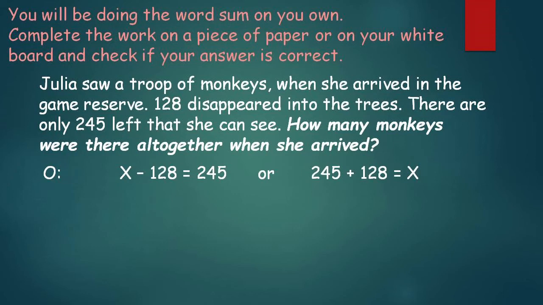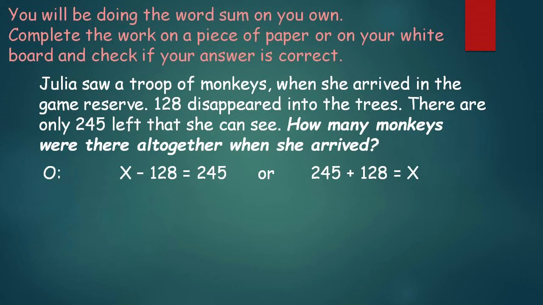How many monkeys were there altogether when she arrived? We don't know. So we can start by saying X is the troop of monkeys when she arrived. Then 128 disappeared. In other words, we minus 128 because we know that they are gone. They've left. And then there are 245 left that she can see. Those are what's still there. So that's why we say something minus the 128 equals what is left.